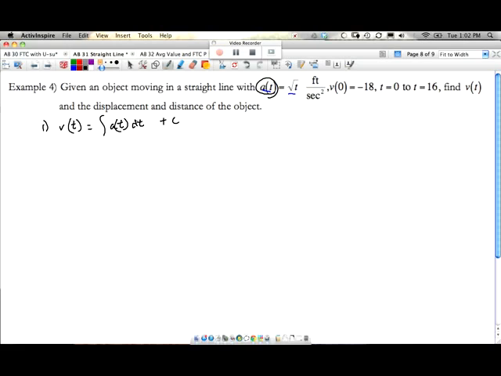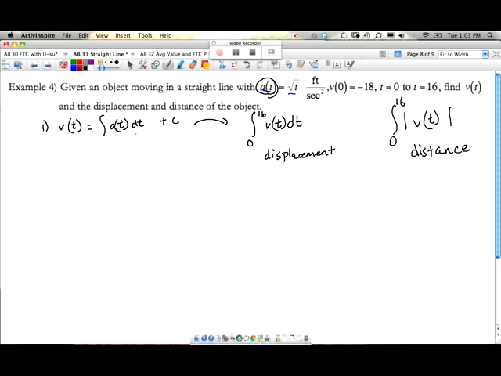Plus c. We've got that plus constant. Then once we have that, we're going to try and find the integral from 0 to 16 of v of t dt, and this is going to be our displacement. And then remember that the integral from 0 to 16 of the absolute value of v of t is going to be our distance.